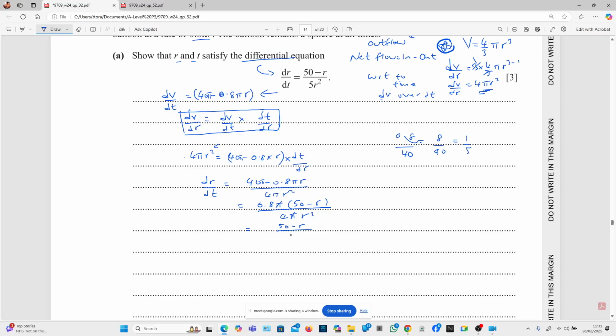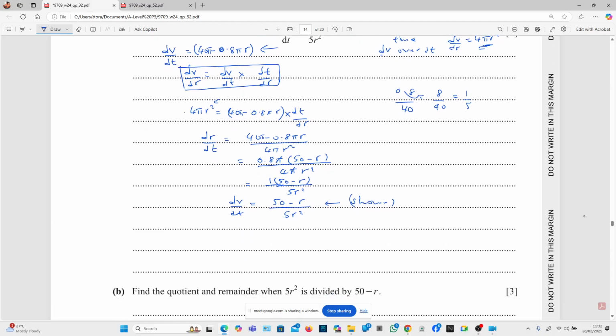Shouldn't let that go. So that's 5r squared, because we did say that all of that is going to be divided by 5. So now this comes to (50 minus r) divided by 5r squared, and we can see now that this has been shown. Here we are.